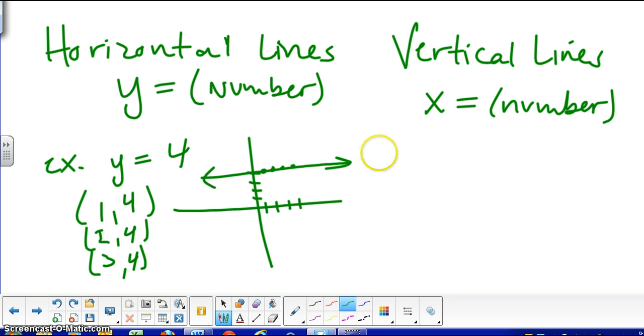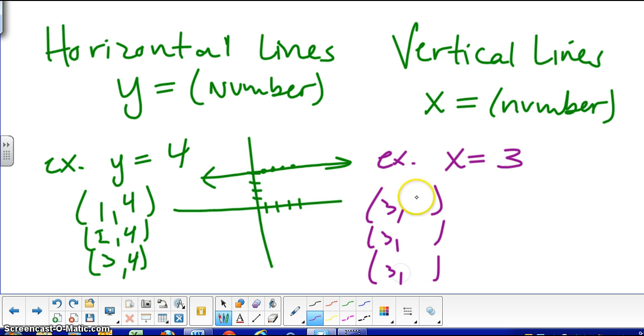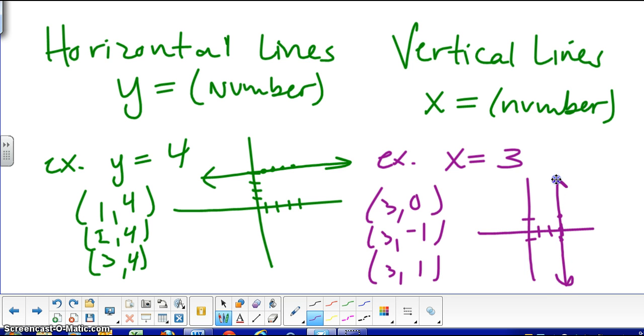And then the reverse for vertical lines. If we had x equals 3, for example, that means all of the x values are going to be 3. So you can put anything in there you want, 0, negative 1, 1, and then when you plot that, 3, 0, and then 3, negative 1, and 3, 1, you end up connecting all those points and creating a vertical line.